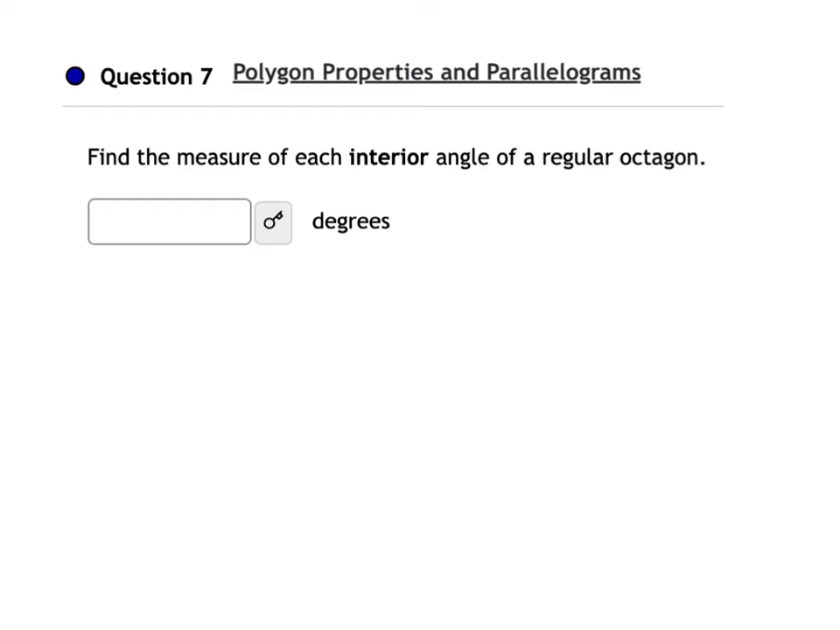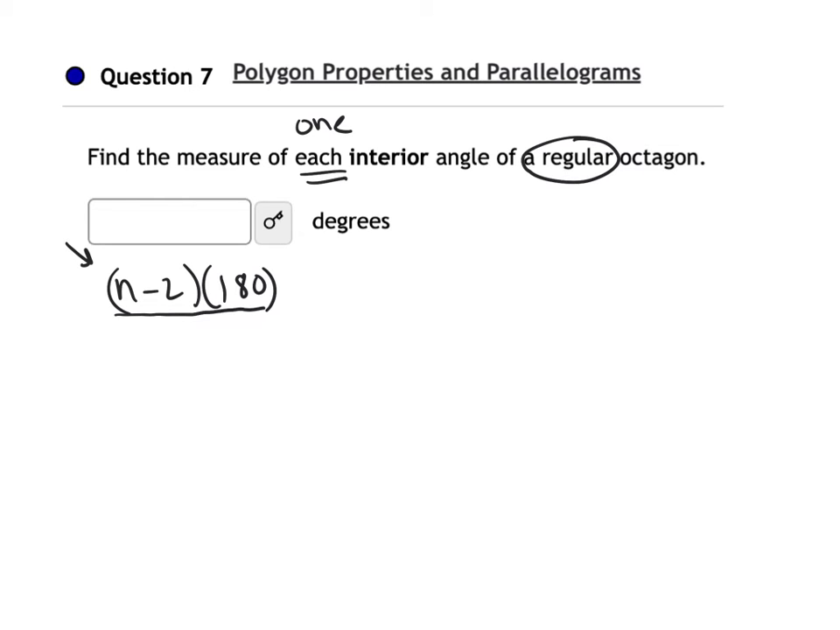Question 7. Find the measure of each interior angle. That is one. They're talking about one interior angle. So what I'm going to do is take the n minus 2 times 180, which is the sum of all of them, and I'm going to divide by the number of them. The number of sides is the same as the number of angles. So if they're regular, they're all equal, and I can add them all up. That's n minus 2 times 180, the sum of all of them, and divide by n, the number of angles, and that gives me one angle, which is what I'm looking for, one interior angle.